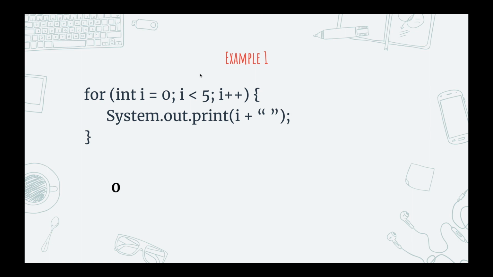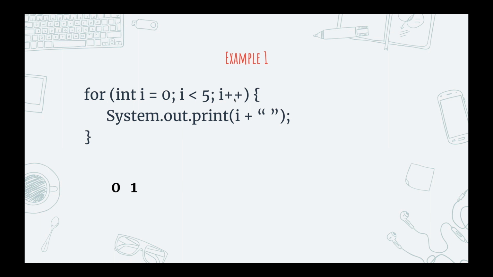And then the compiler is like, alrighty, let's go back to the Boolean expression. So is i less than 5? Well, i right now is 1 since we incremented it. 1 is, in fact, less than 5. So we're going to print out i again. i is 1. Alrighty, now let's go to the update statement.